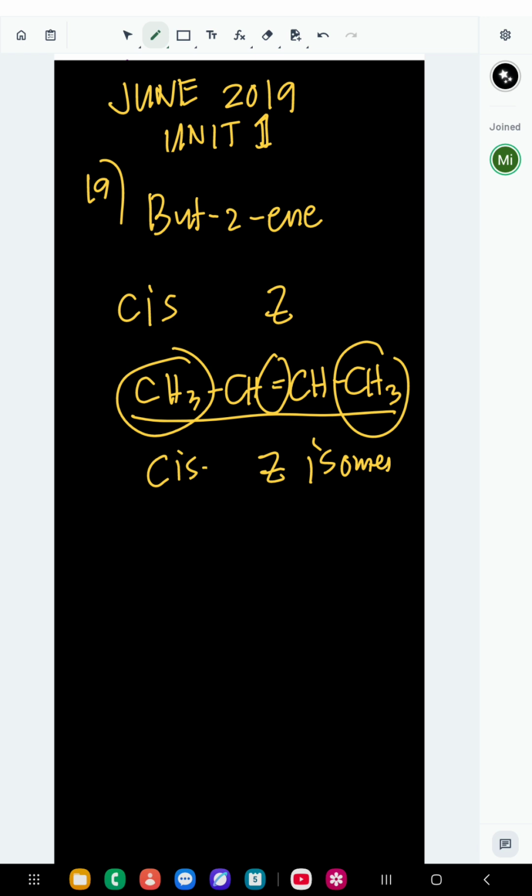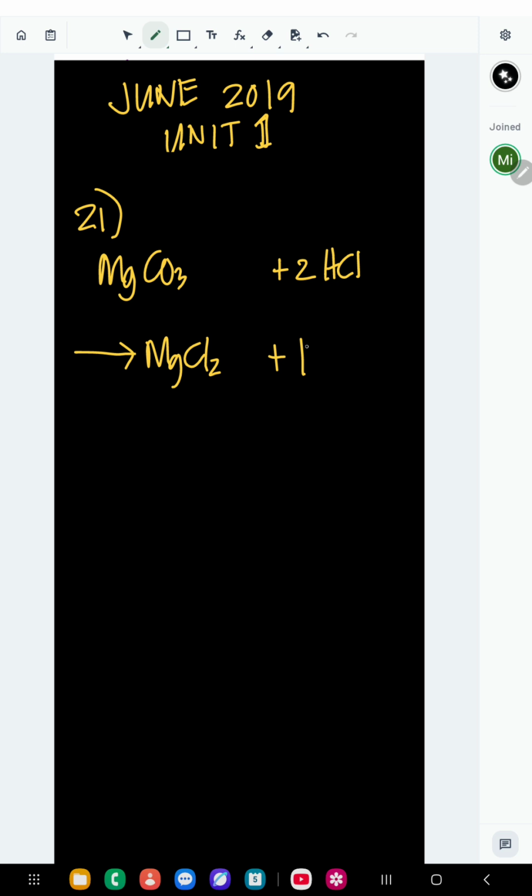And then for number 20, which is the major product of this reaction? So we have hydrogen bromide, and then we have an alkene. Then 21, magnesium carbonate. So we have MgCO3 plus 2HCl, then MgCl2 plus water plus carbon dioxide.